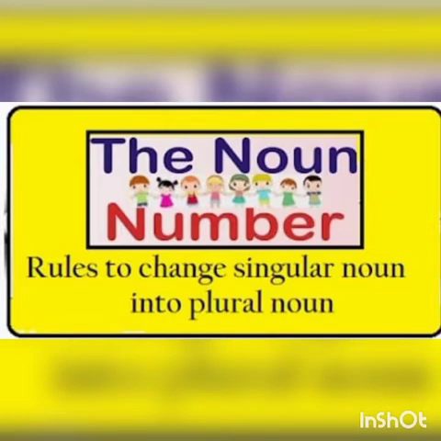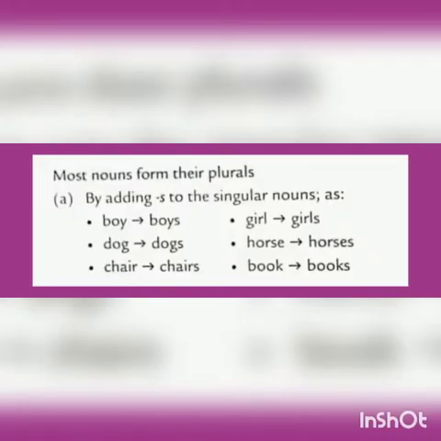Let us now understand the rules to change singular noun into plural noun. Most nouns form their plurals by adding s to the singular nouns. For example, when you add s to boy, it becomes boys, which is the plural form for boy. Similarly, on adding s to girl, it becomes girls. For dog, we will add s and it becomes dogs. This can be done for horse, chair and book.